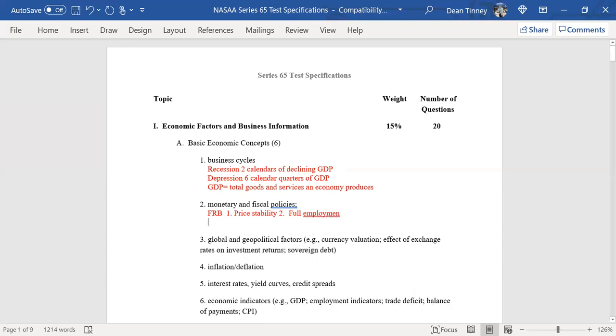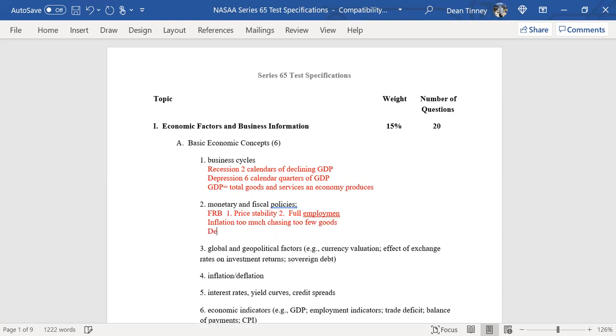And price stability means the Federal Reserve Board doesn't want inflation. That's too much money chasing too few goods. And they don't want deflation. Deflation is too many goods and not enough money. They want to have just the right amount of money in the economy, right?